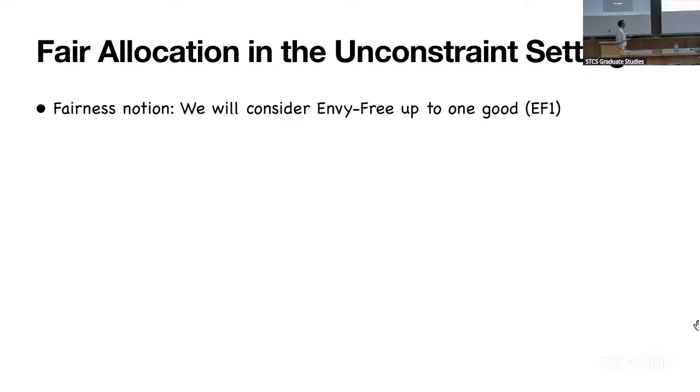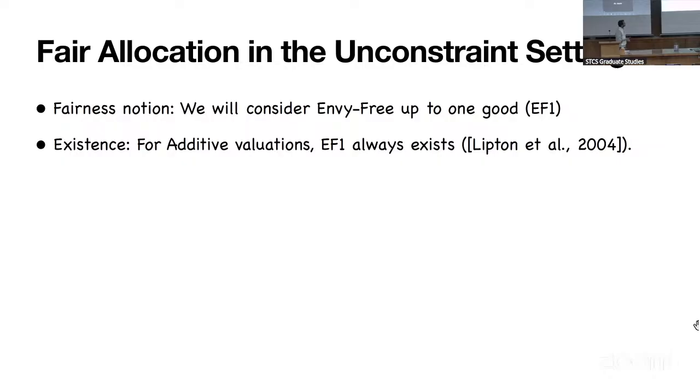Fair allocation under the unconstrained setting is a very well-known problem. In the context of the fairness notion of envy-freeness or envy-freeness up to one item, it has been known since 2004 from Lipton that for additive valuations there always exists an EF1 allocation. There are two basic techniques to find this allocation.